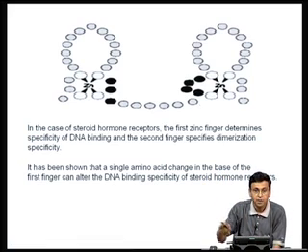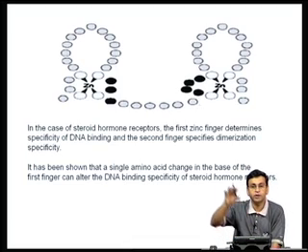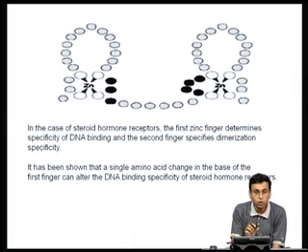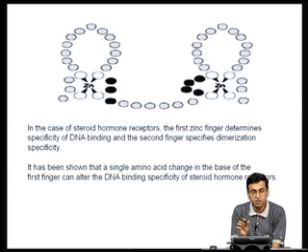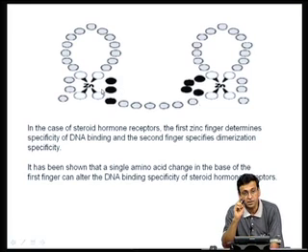What I mean is, now the glucocorticoid receptor, instead of recognizing the glucocorticoid response element, will start binding to an estrogen response element. So, the difference between whether a glucocorticoid receptor has to recognize a glucocorticoid response element or whether an estrogen receptor has to recognize an estrogen response element is ultimately decided by one amino acid which is present at the base of the first zinc finger.